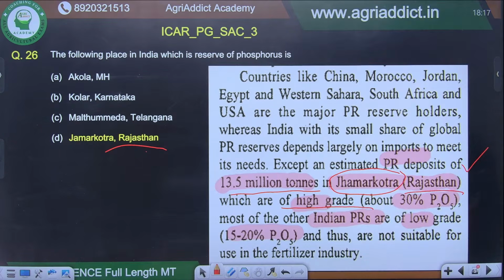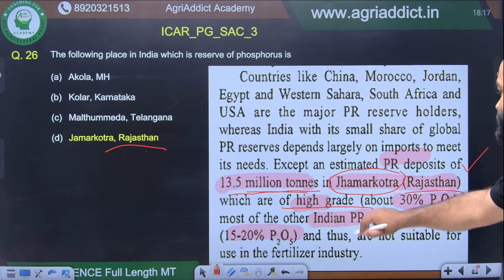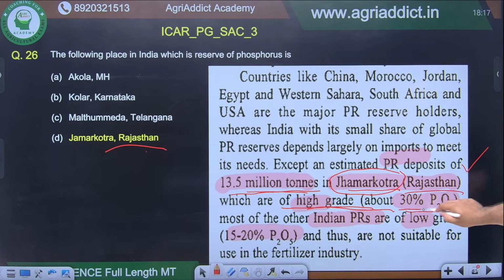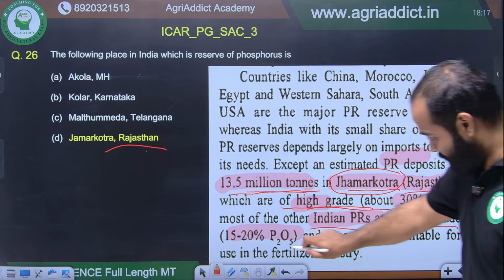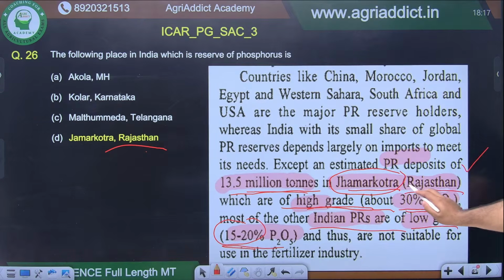So some keywords are there which you should know. यहाँ से बहुत सारे question आ सकता है. That is कितना tons है, कहाँ पे है, high grade का है, कितना P2O5 रहता है high grade में, and other Indian peers are low grade में कितना रहता है. You can see low grade only 15 to 20, whereas high grade has almost 30.